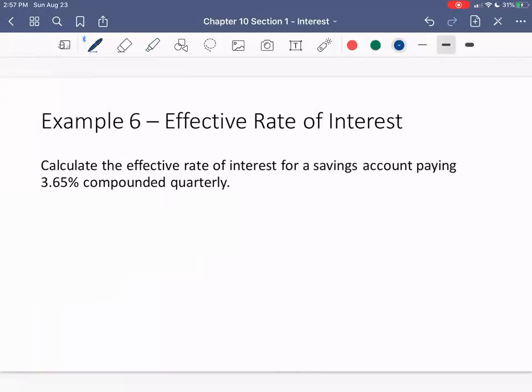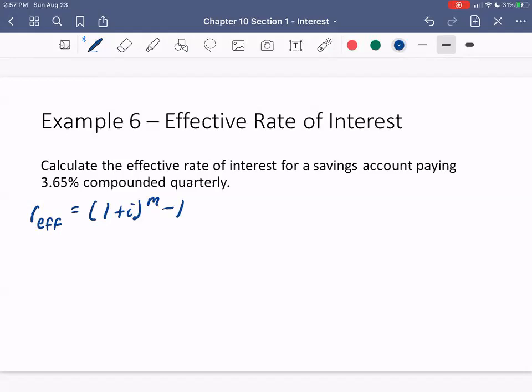It says calculate the effective rate of interest for a savings account paying 3.65% compounded quarterly. Well, we're going to get right into what we're just given. So the effective rate of interest, and the formula is 1 plus I raised to the M minus 1. I encourage you to write the equation every time you use it. That way it gets more ingrained into what you're trying to look for, instead of trying to look, oh, what was the formula again, or where do I have to locate it?